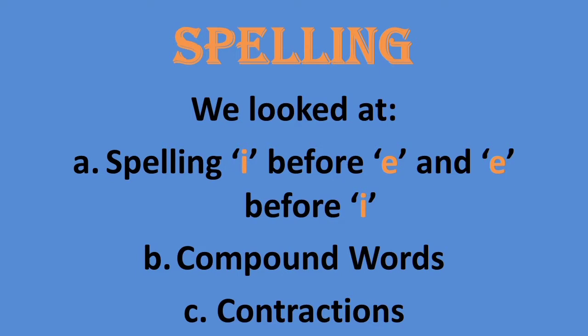Okay, now talking about contractions, we did say that it is a short way of writing two words with an apostrophe taking the place of the omitted letters. For example, when I have I and am, I can have I'm. Okay, do and not, I can have don't. So in such cases we call them contractions.